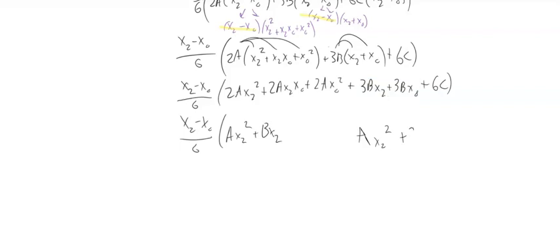And I know I still have two of them floating around out here. And then I'm going to grab a c as well. So that leaves me five c's out here. So notice, I've already got that f of x2.